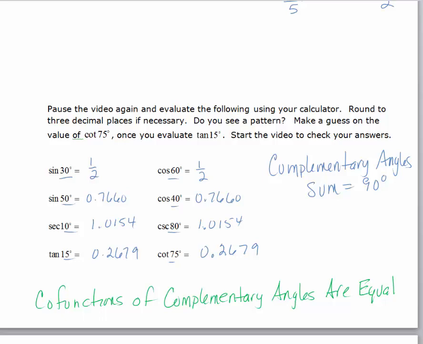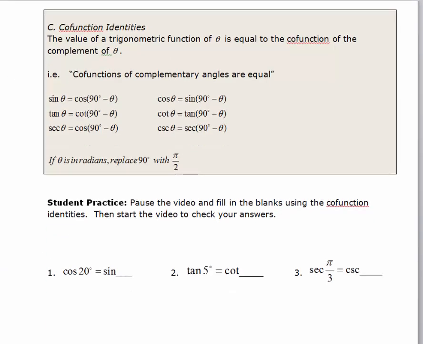So we'll slide to the next page. These are called cofunction identities. It says the value of a trigonometric function of theta is equal to the cofunction of the complement of theta. So basically, if you have the sine of theta, that's equal to the cosine of 90 minus theta. The tan of theta equals the cotan of 90 minus theta, and the secant of theta is equal to the cosecant of 90 minus theta. This works both ways. You can also change theta to radians by replacing the 90 with pi over 2. So what I'd like you to do is pause the video and try the few practice problems, and then start the video up and check your work.